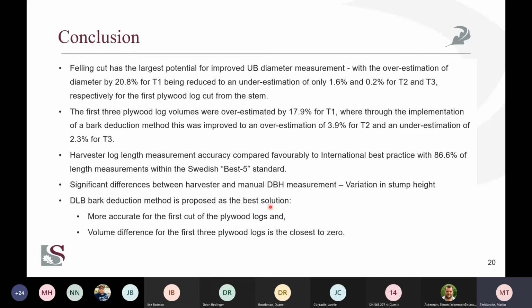The diameter length-based bark deduction method is proposed as the best solution, as it was more accurate for the first cut of the plywood logs, and the volume difference for the first 3 plywood logs was also closest to 0.